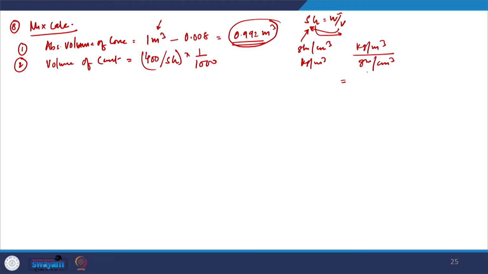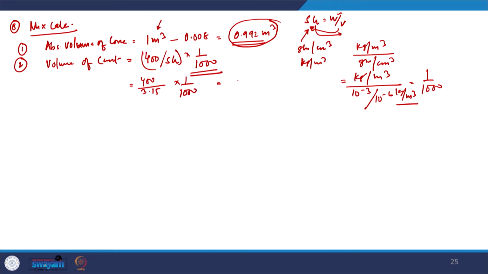So, we have a ratio kg per meter cube divided by grams per centimeter cube. Let us say I want to convert this in terms of meter cube finally, so the numerator remains the same. So, gram is 10 to the power minus 3 kg, centimeter cube will be 10 to the power minus 6 meter cube. So, this becomes equal to 1 by 1000. Therefore, I am multiplying it by 1 by 1000. So, if you do so, you have 400 divided by 3.15 into 1 by 1000. What you get here is 0.127 meter cube. So, this is the volume of cement.